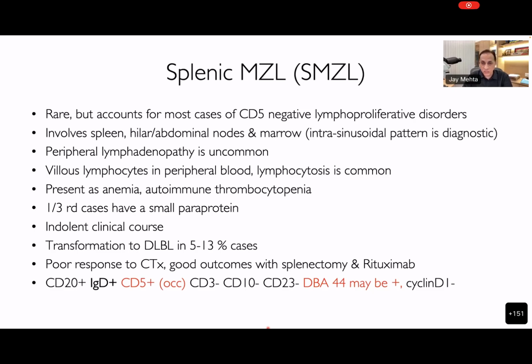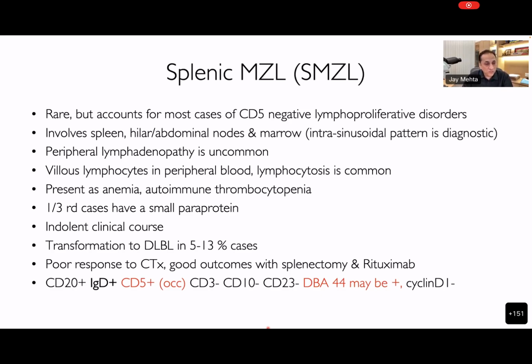So other ones can be marginal zone lymphoma. And of course, you get it with myelomas. The disease has an indolent clinical course, but paradoxically responds poorly to chemotherapy. The clinical outcome is good if you make the patient undergo a splenectomy and give an anti-CD20 molecule, which is called rituximab. Now, rarely this indolent disease can transform to a DLBCL, but it's in a low proportion of cases. Just about 5 to 13% of the cases can transform.